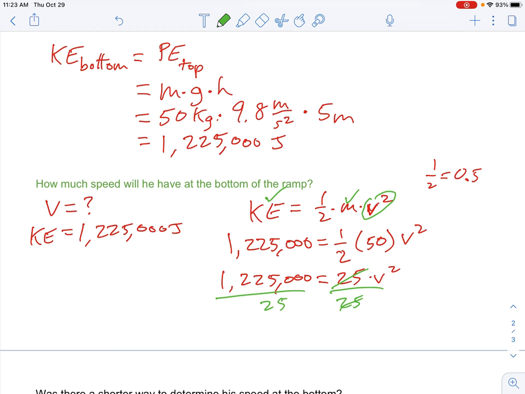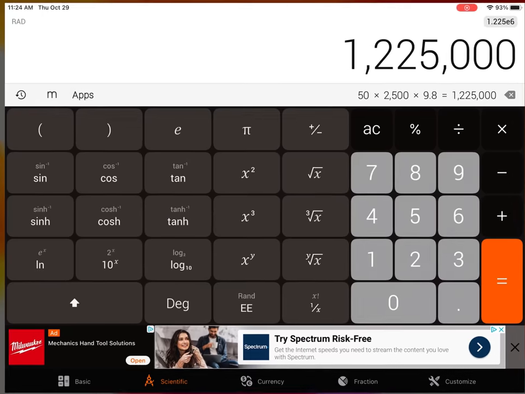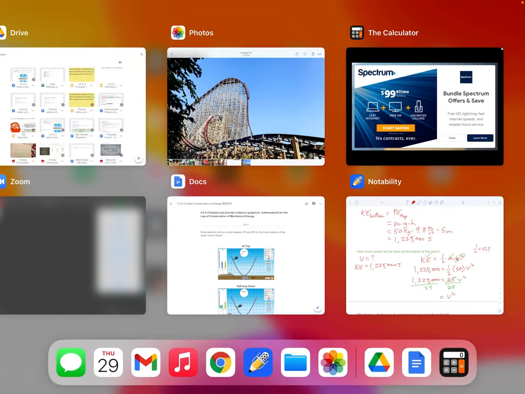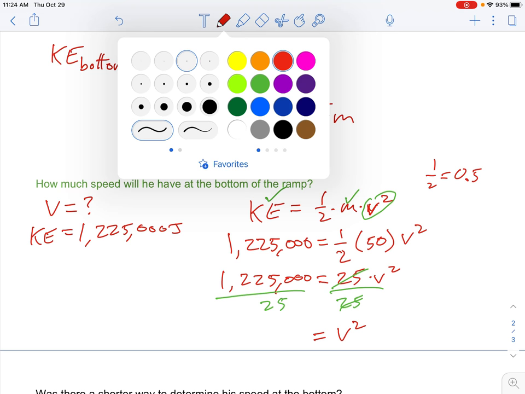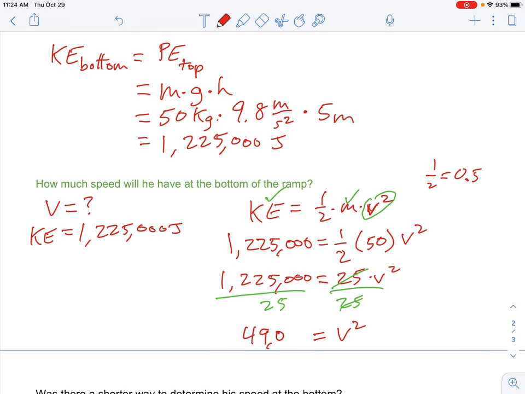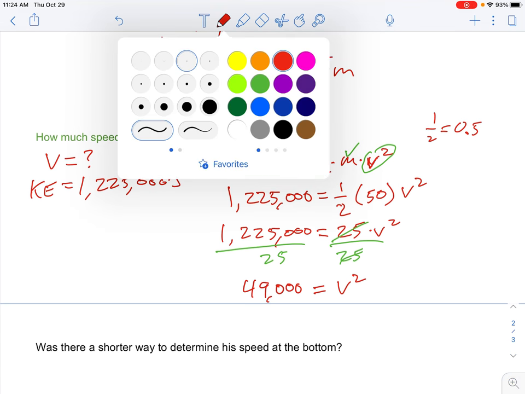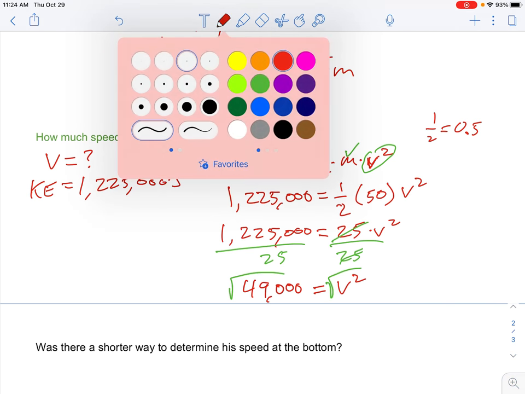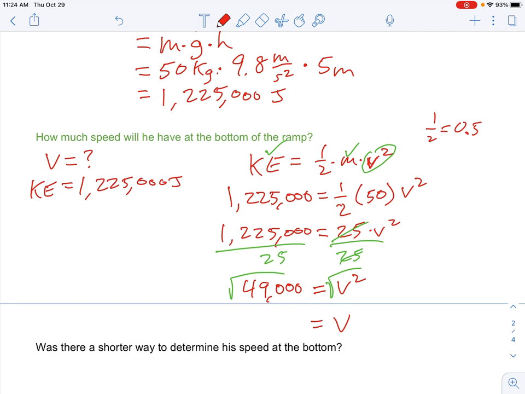the right side. And what we end up with is v squared equals, I'm going to go back to my calculator app, divide this by 25, we get 49,000. And that's v squared. We have one more step to do here, which is take the square root of both sides, because the square root of v squared is v. And as long as we're doing the same thing to both sides in algebra, that's a-okay. Do unto one side as you do unto the other.